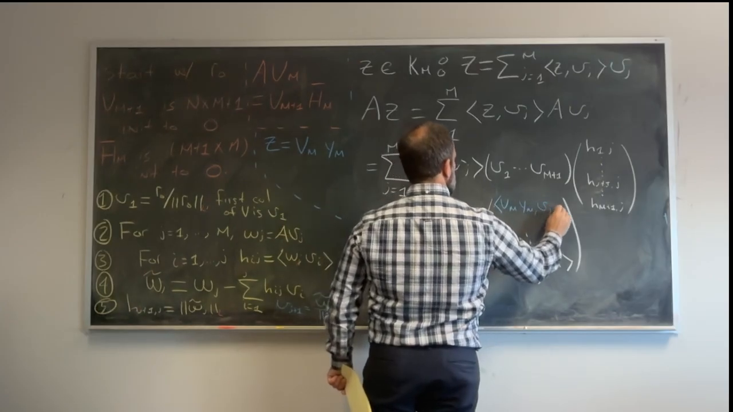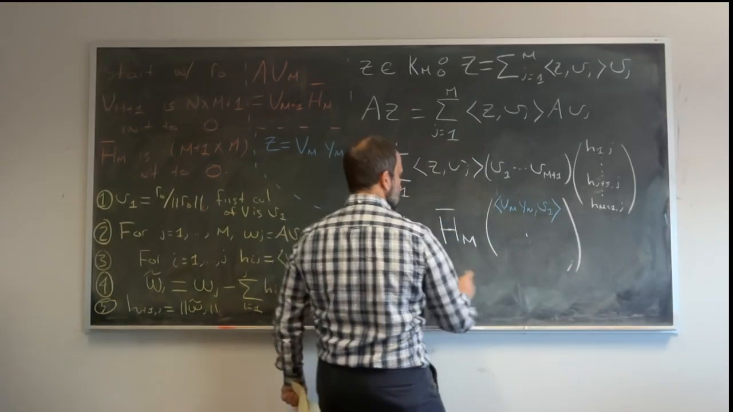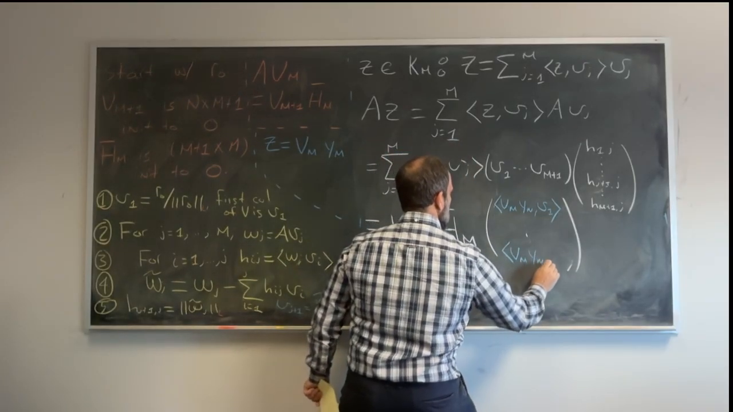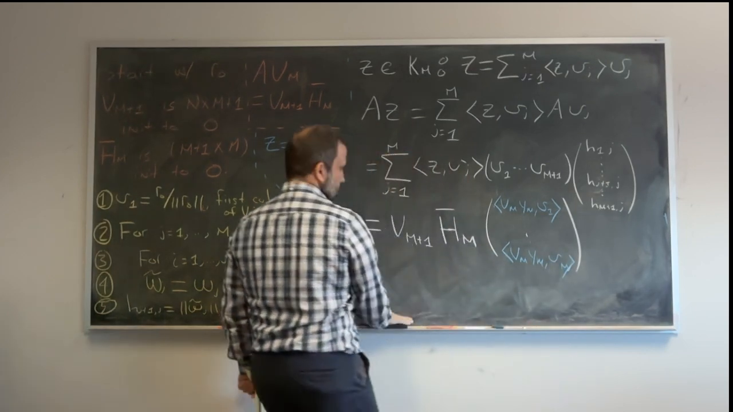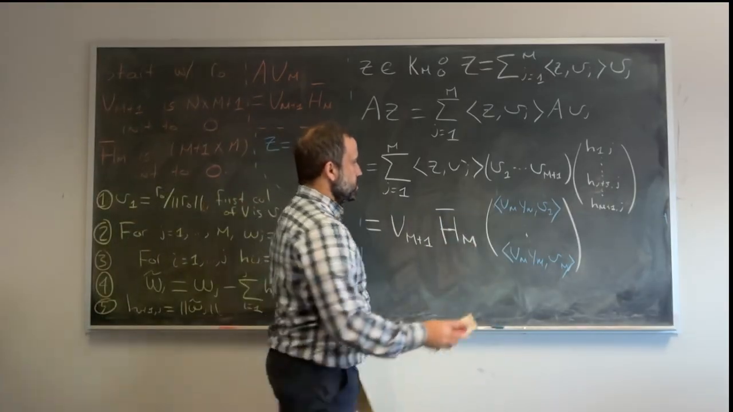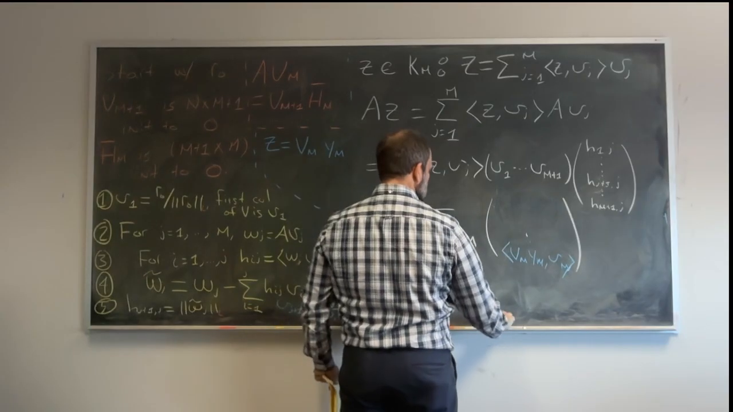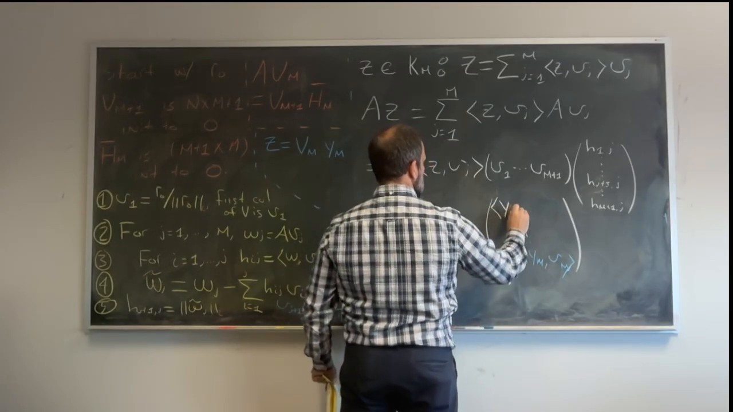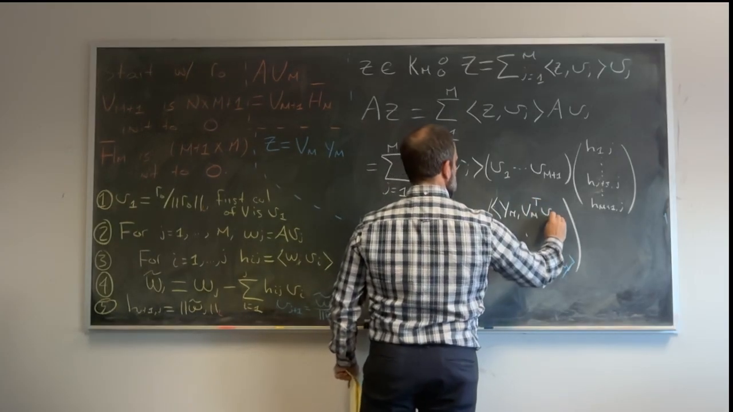v1, and all the way down here is going to be equal to vm ym vm like this. Okay, but notice if I do the transpose, when I move it over here, we're going to get ym vm transpose v1.